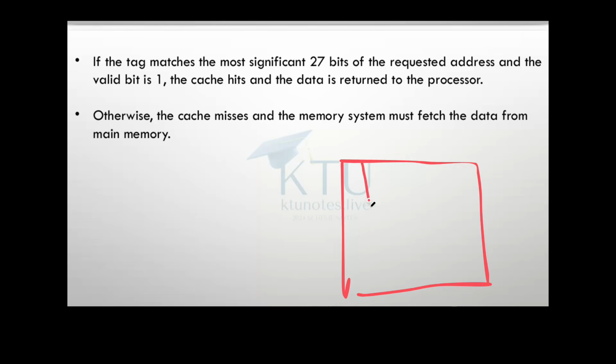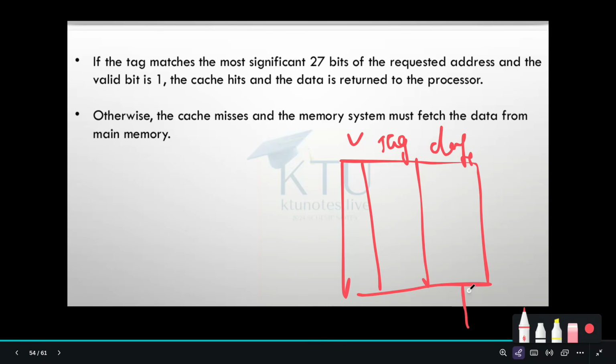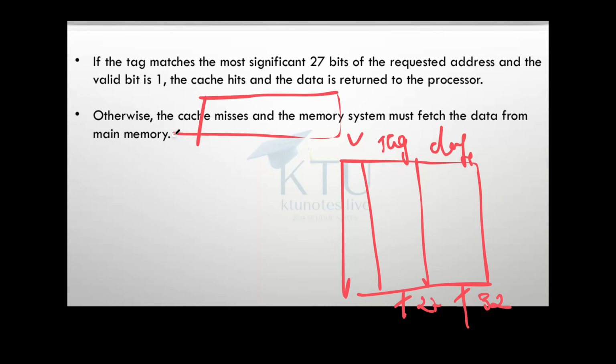This cache has a valid bit, tag bit, and the data part. The data part is the 32-bit data. Tag bit is only 27. That is what you have to understand, 27 bit, because in our memory address, if you consider, there is the tag bit which is 27 and set is 3 bit, and this is 2 bit. So 27 bit tag is there.